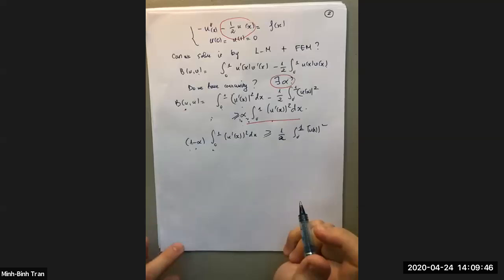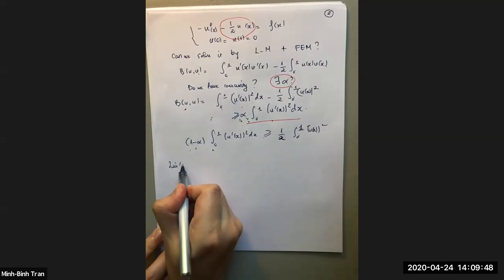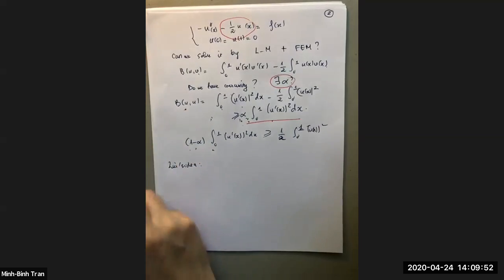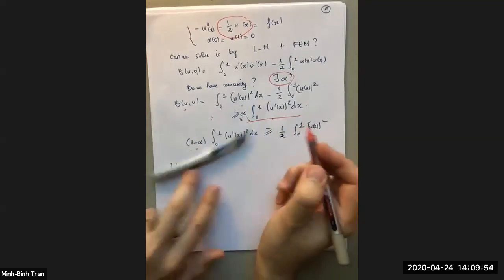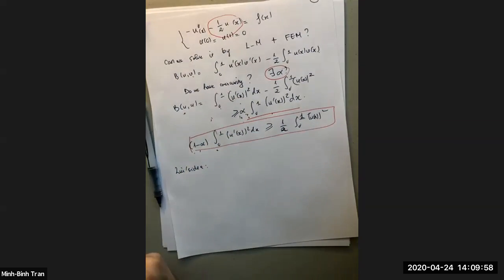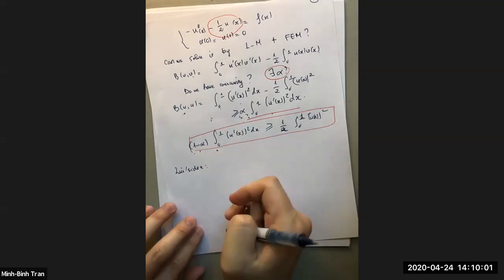So Liu's idea is to use the Sobolev inequality. And this is perfect, right? So how do you use the Sobolev inequality? You just have to choose alpha to be 1 half.